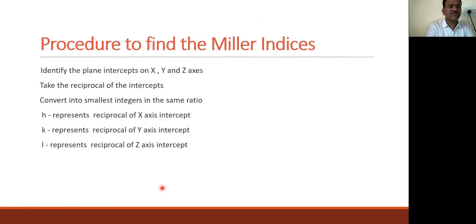What is the procedure to find this? First, identify the plane intercepts on the x, y, and z axes. Take the reciprocal of the intercepts. Then convert into the smallest integers. Then h represents the reciprocal of x, k represents the reciprocal of y, and l represents the reciprocal of the z-axis intercept.